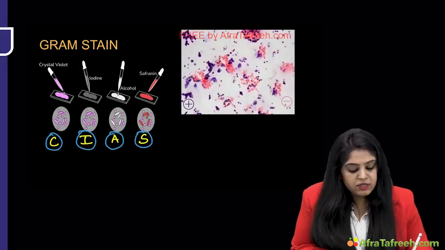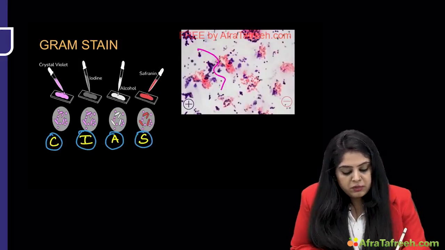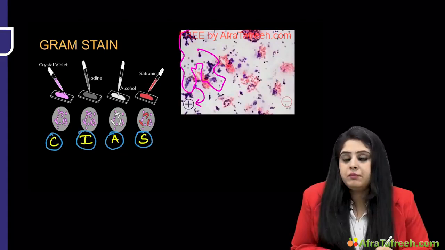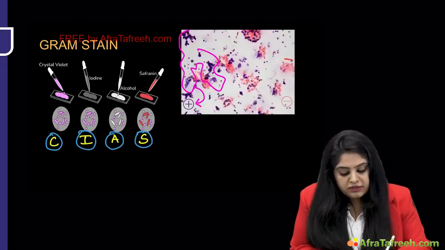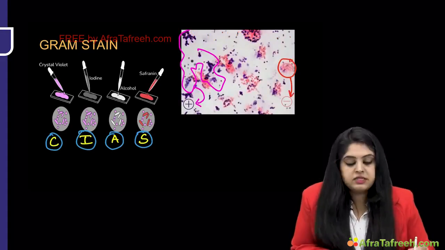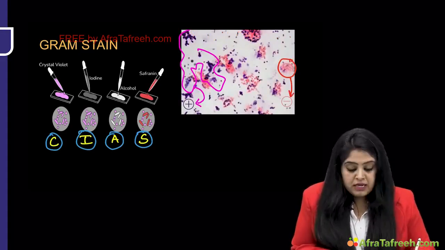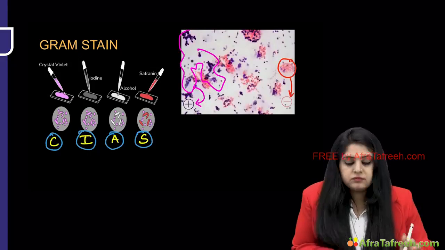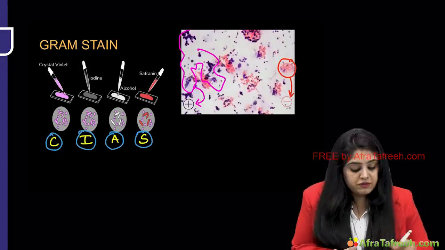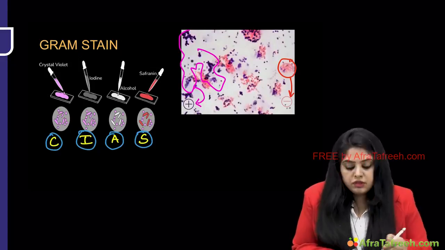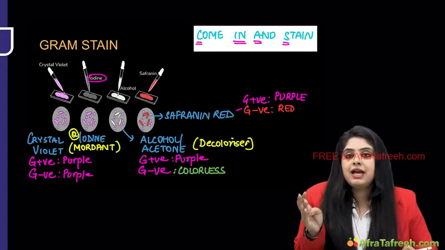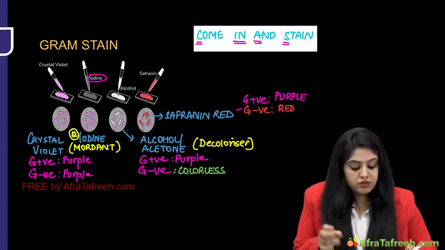Can you see the interpretation in front of you? What are all these purple organisms? These purple organisms are all gram positive. And what are all these reddish ones? The reddish ones are going to be gram negative. So the simple interpretation is also learnt. Now obviously you will ask me about the variations, and which is the most important step? Come in and stain. Which is the most important step?